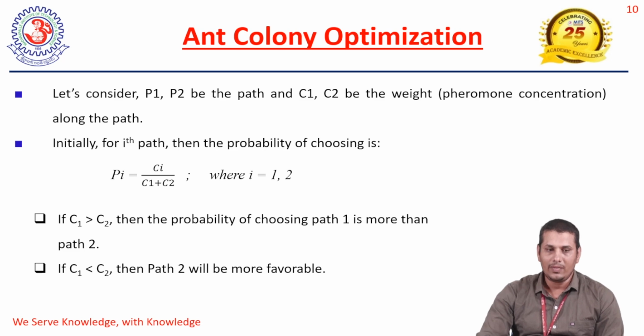Now, if C1 is greater than C2, that is, the distance of path 1 is greater than C2, then by default C2 is going to be the minimum path. I need to always go for choosing the minimum path only. Then the probability of choosing path 1 is less than path 2, which means path 2 will get selected. If C1 is lesser than C2, then path 1 will be selected and it is going to be the shortest path. This is how we select the path. That is the solution.